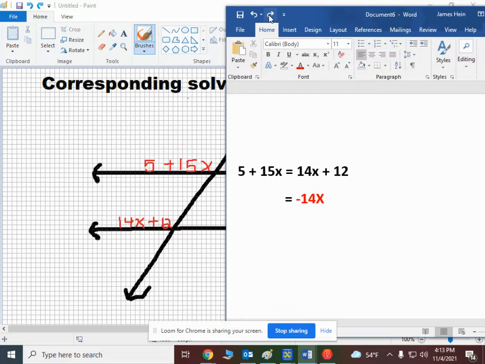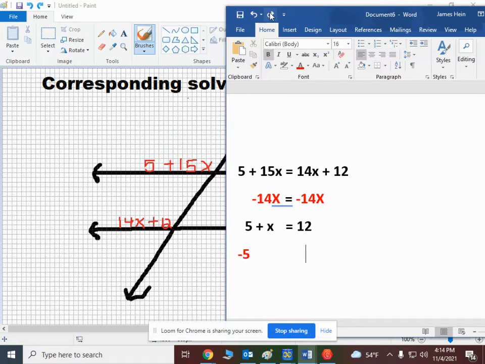So what I'll do is I'll subtract 14x from one side of the equal sign, and then 14x minus 14x cancels out, and I'm left with 12 on the right side. Now, what I do on one side of the equal sign, I'll do the same thing on the other. Because I subtracted 14x from the right side, I'll subtract 14x on the left side. 15x minus 14x is 1x, and that will leave me with 5 plus x on the left side.